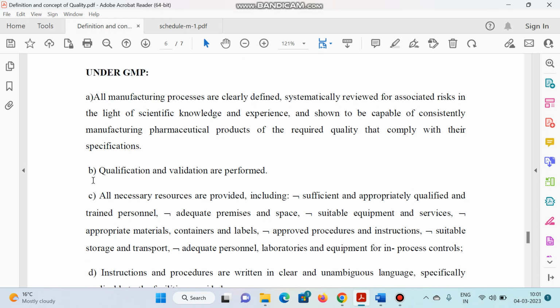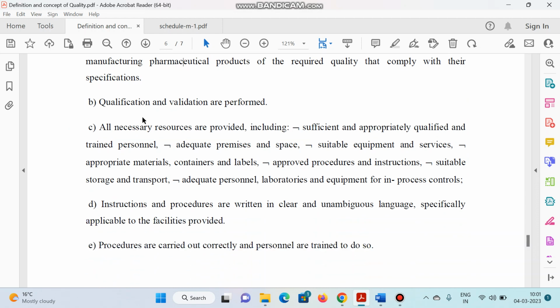Second, under GMP, it covers that qualification and validation are performed. Next, all the necessary procedures are provided, including sufficient and appropriately qualified and trained personnel, adequate premises and space, suitable equipment and services. Next one, appropriate materials, containers, labels, appropriate procedures and instructions, suitable transport and storage facilities also. And also, there are adequate personnel, laboratories and equipment for in-process control and quality control also.